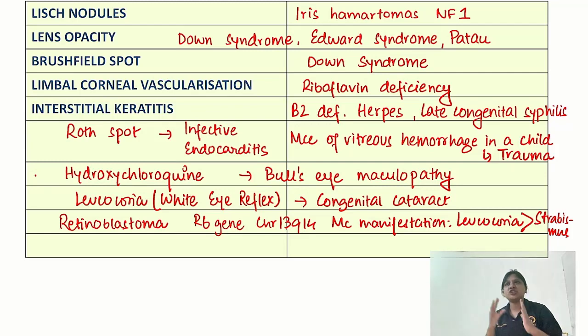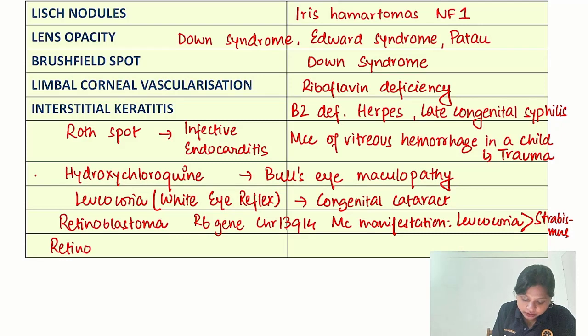Remember, the origin of retinoblastoma is the cells of the primitive neurosensory retina. And in retinoblastoma, what happens? If you're getting retinoblastoma, you should always look for other tumors. So, what bone tumor should you look for? Osteosarcoma. So, if you're getting retinoblastoma in a child, you should always look for the second malignancy being osteosarcoma. Right?